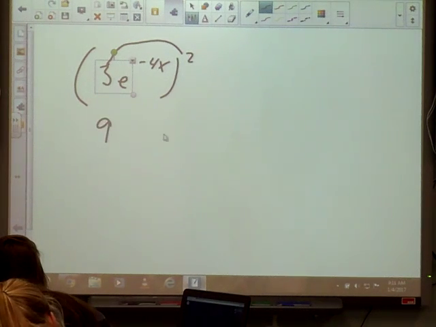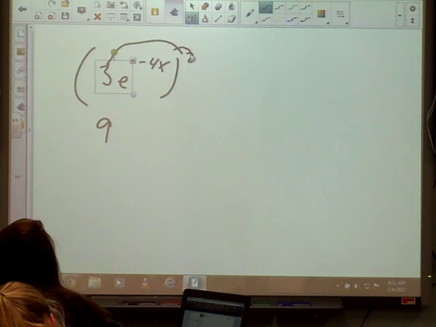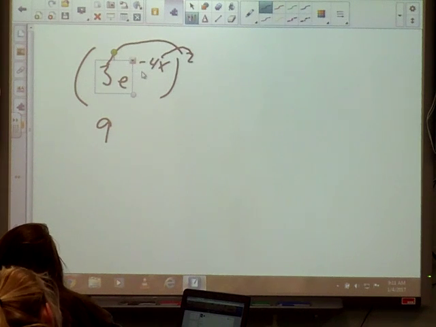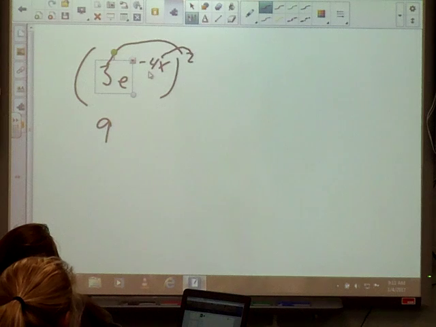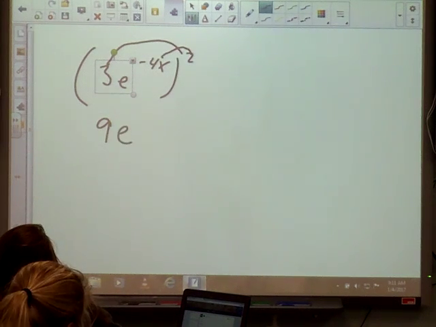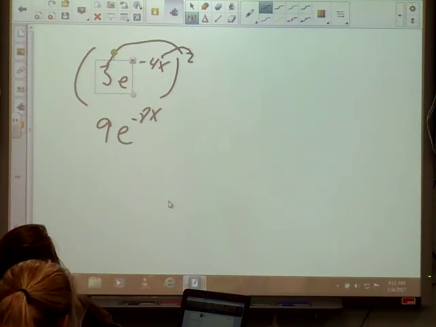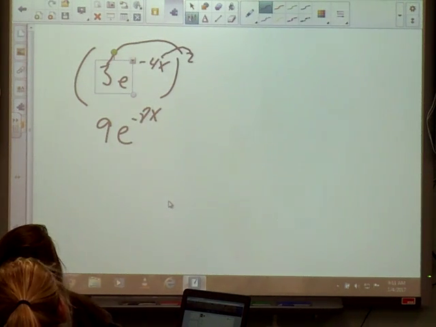Good. Now when we go to the e, this is where what Kylie remembered, it's already got a negative 4x. So we're doing a power to another power. What are you doing? It's a power to a power. Multiply, so that'd be e, and then that would make negative 8x, right? So you just leave the e and the x, you don't do anything. Like you write it down.